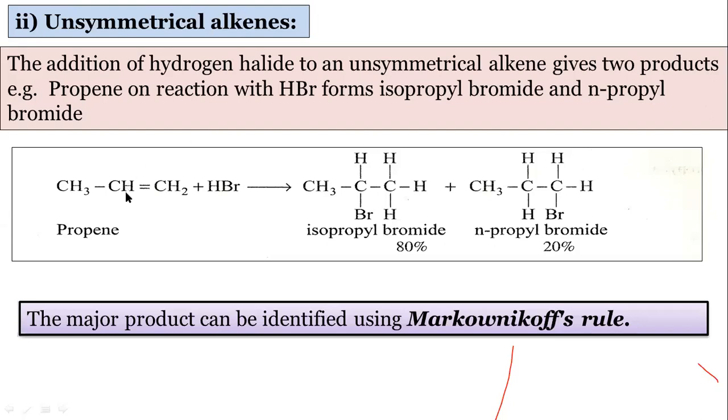Bromine is added to this carbon, carbon number 1 and carbon number 2. So the major product will be isopropyl bromide, or the IUPAC name 2-bromopropane. See, this is the major product according to Markovnikov's rule. Markovnikov suggested one rule to identify which product is major. So what is the rule? I will explain the rule here.